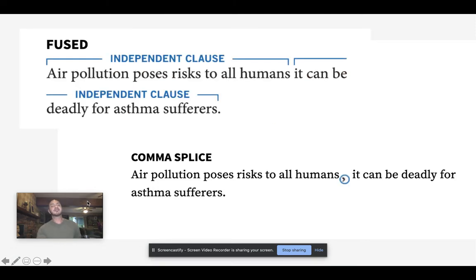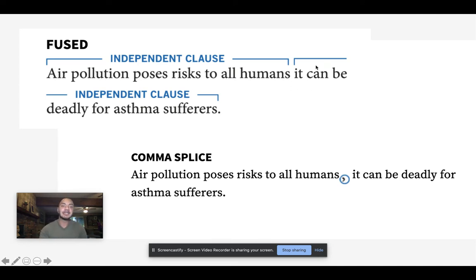Here are two more examples that come from the Rules for Writers textbook. The first one is a fused sentence. Air pollution poses risks to all humans. It can be deadly for asthma sufferers. We see the independent clause, number one here, and the second independent clause here. We know those are independent clauses because they have one subject, one verb, and a complete thought. So air pollution is your subject, poses risks is your verb phrase, poses risk to all humans is your predicate. Then in the second part of the sentence, it is your subject, can be is your verb phrase, and can be deadly for asthma sufferers is your predicate phrase.